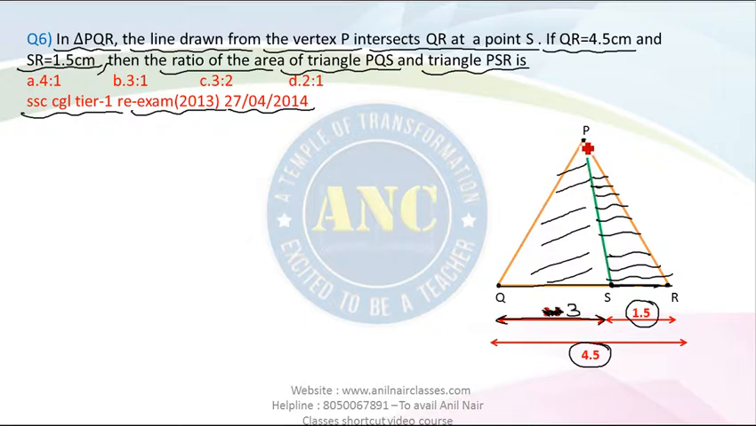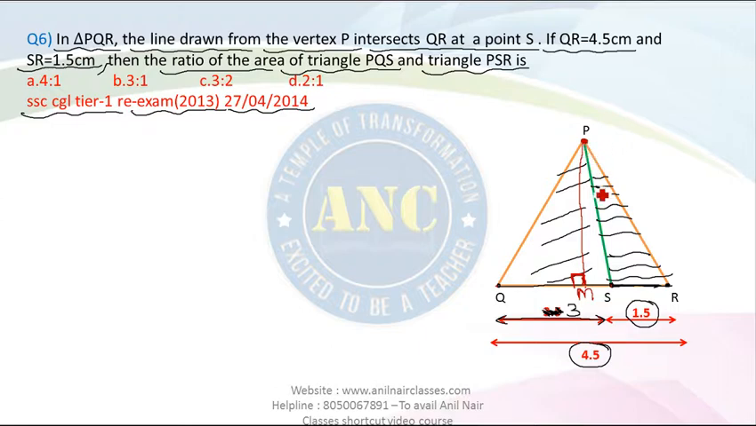Because I will draw a perpendicular from point P. If I drop a perpendicular from point P onto QR, this is 90 degrees, right? Let me name this point as some point M, for example. Now, think logically, sir. This perpendicular PM, whatever perpendicular PM I have drawn right now, that height PM is the same height for triangle PQS. For this triangle PQS, what is the height? Height is nothing but PM.